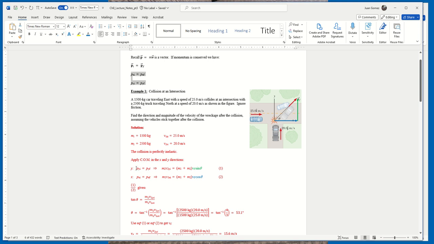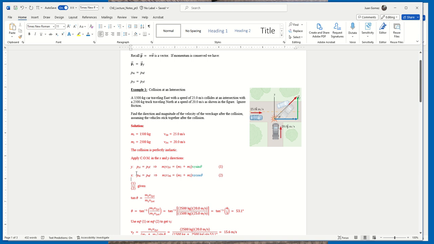I'm going to write the y equation first. So Pyi equals Pyf. The initial momentum in the y direction is simply M2 V2yi. Now the final momentum in the y direction is M1 plus M2, and then Vf sine theta, because Vf sine theta is the y component of Vf. So I have M2 V2yi equals M1 plus M2 times Vf sine theta. That's equation 1.